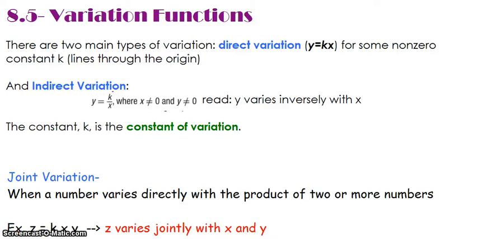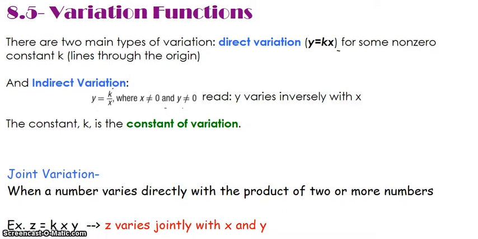Hello everyone, and welcome to section 8.5, which is going to be all about variation functions. There are two main types of variation. There's direct, which looks just like a line, y equals kx, and then indirect, which is going to look more like a reciprocal graph, y equals k over x. And in all of these cases, k is just called our constant of variation. It's just the number that tells us how they're actually related.